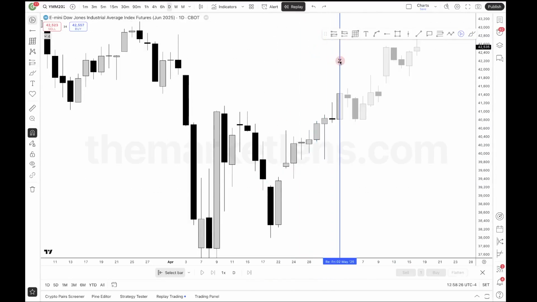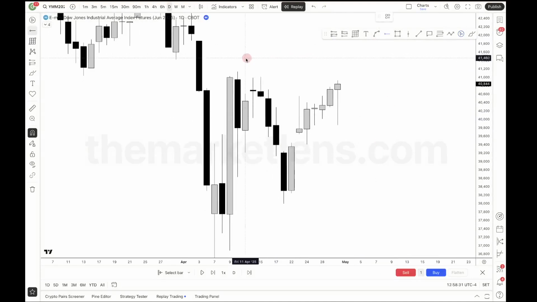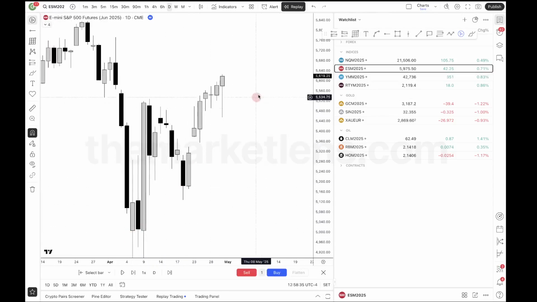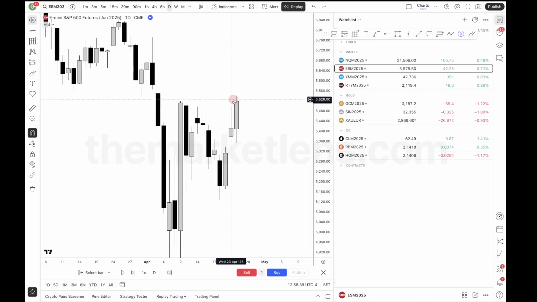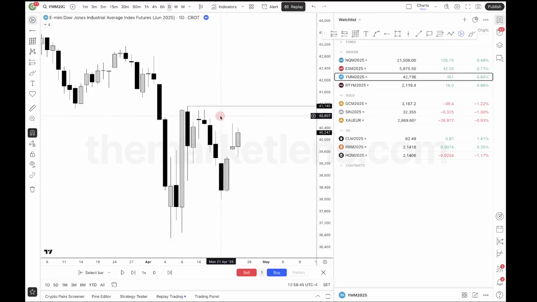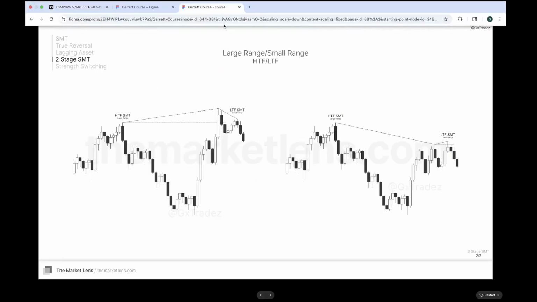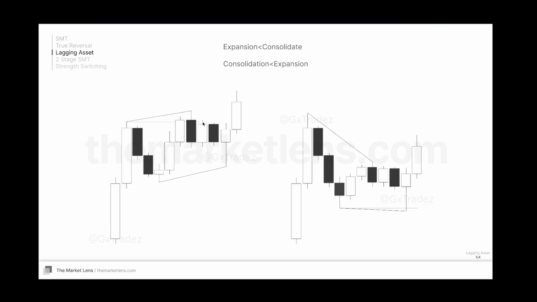How do I know this is a fake SMT? You see this high right here. It gets taken out on ES and NQ a long time ago, right? As soon as we create an SMT, what do we want to see? If this is a true reversal, I want to see this asset reverse, obviously. But what do we see? Here's the SMT, by the way. It's a lower low over here. What do we do on these assets? We consolidate, right? So what does that mean? I'm not going to trust this SMT.